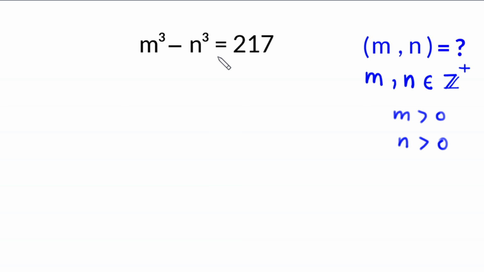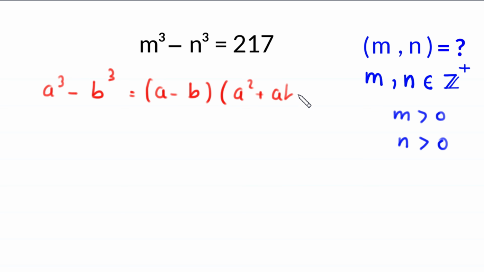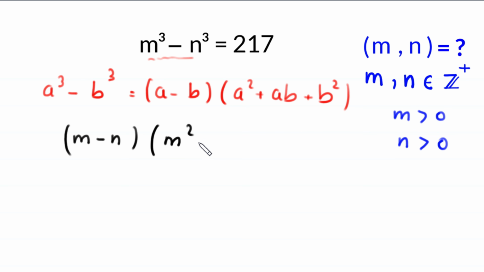Now let's start our solution by using this algebraic identity: a cubed minus b cubed equal to a minus b times a squared plus a times b plus b squared. This m cubed minus n cubed can be factorized as m minus n times m squared plus m times n plus n squared equal to 217.